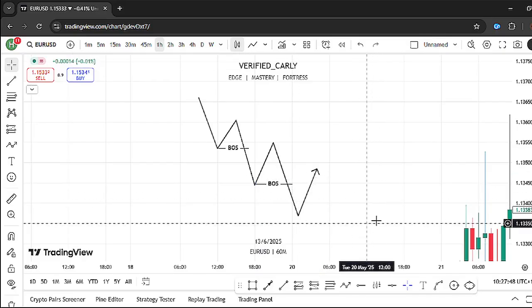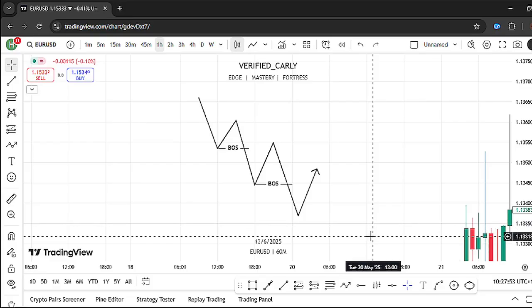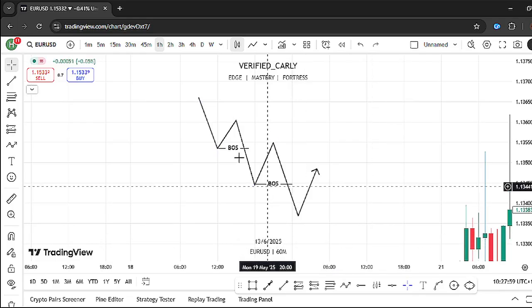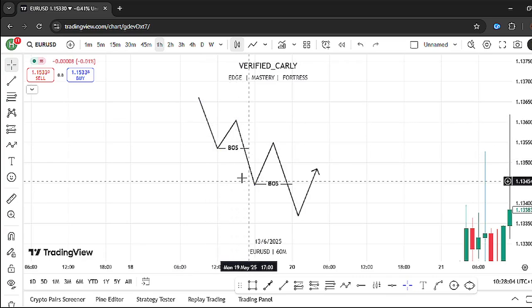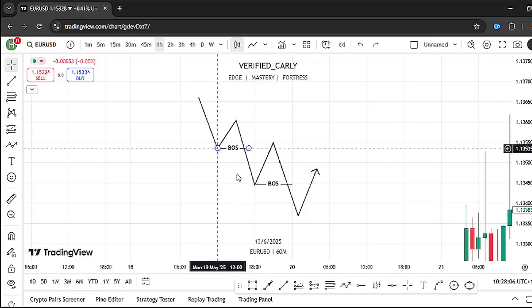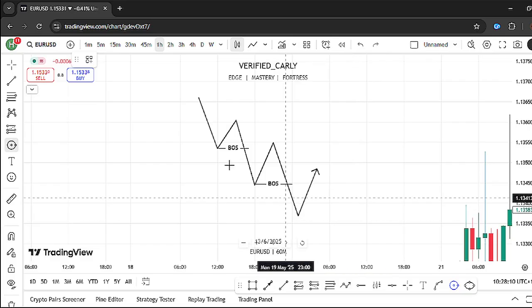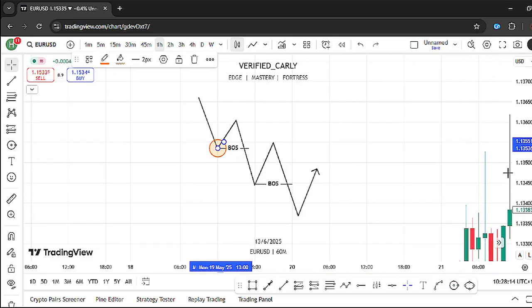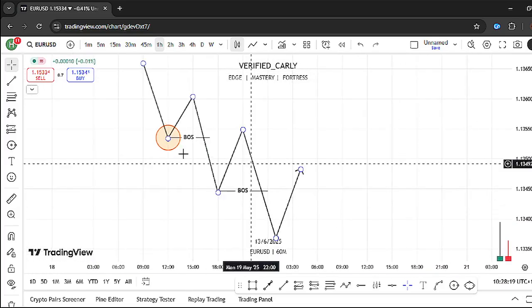Break of structure happens when price continues the current trend. If we are going up, like I said earlier, and we break the previous high, that's a break of structure. And if price is moving downward, like in a downtrend, and we break the previous low, look at this low over here. Price broke it to the downside. So this is called a break of structure.